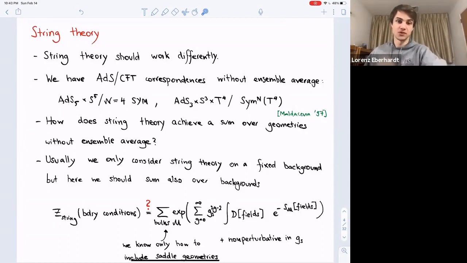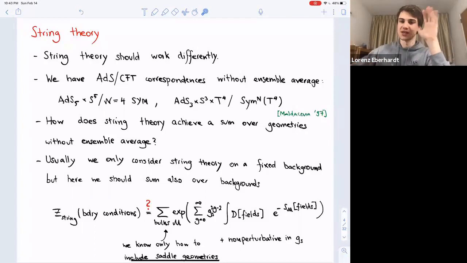So usually we only consider string theory on some fixed background. We fix our background and then we compute the string partition function on it. But really, at least to my knowledge, it's not even clear. Let's say you have infinite computational power. What should you do to compute the full string partition function given some boundary conditions?